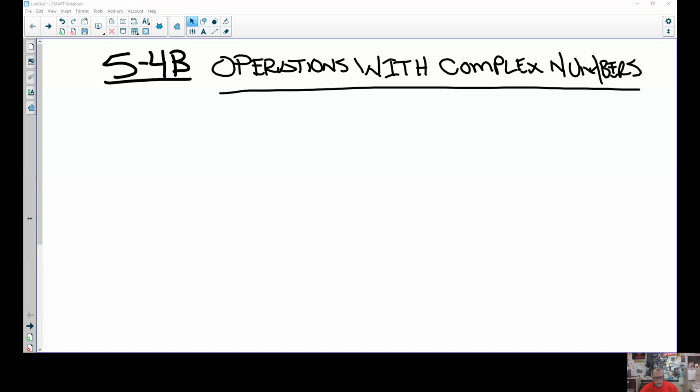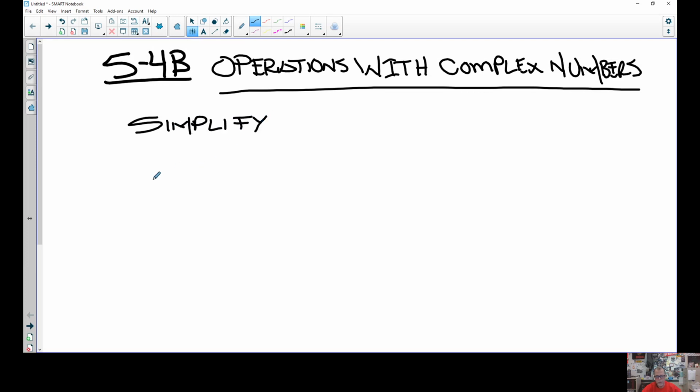All right, folks, we are going to go on to the second part of 5.4 today. That is 5.4b, operations with complex numbers. So we are going to jump right in. I'm going to start doing some examples right off the bat. The directions are going to be simple, and no pun intended, because it's going to tell you simplify.